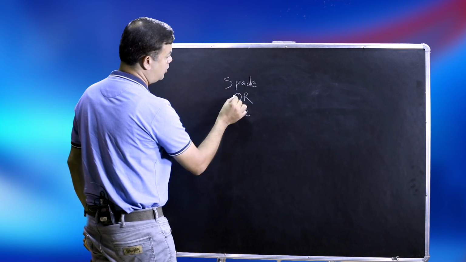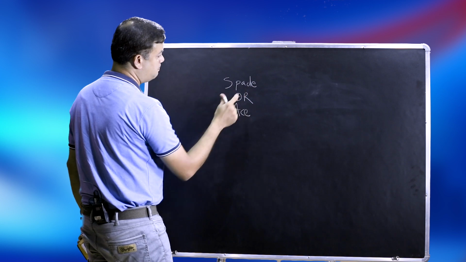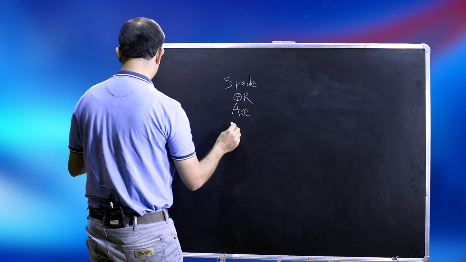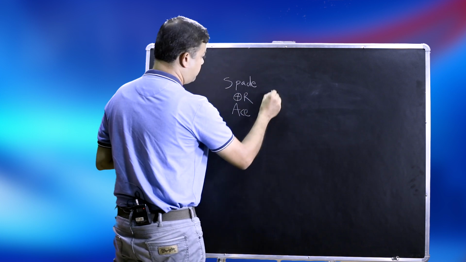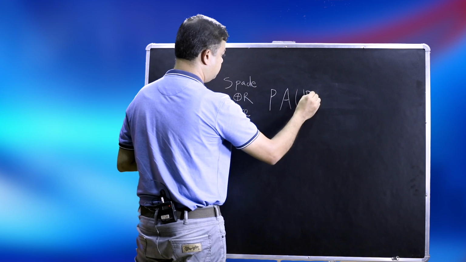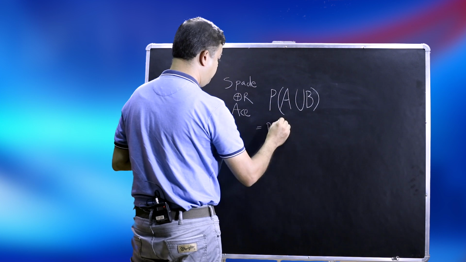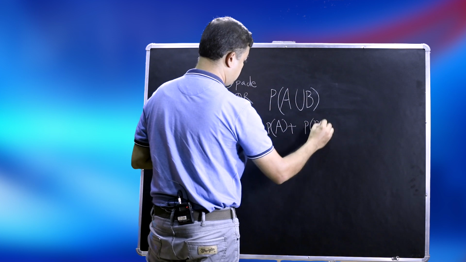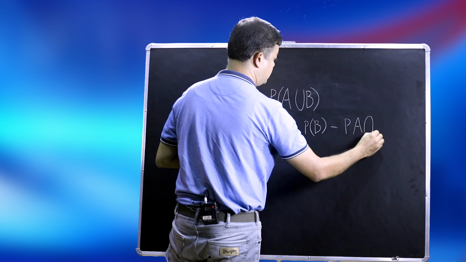As you see, the "or" is always, you can put a plus here. So that means the probability of getting a spade plus the probability of getting an ace, and minus, you will have to actually see the minus. So the probability of A union B is equal to probability of A plus probability of B minus probability of A and B.